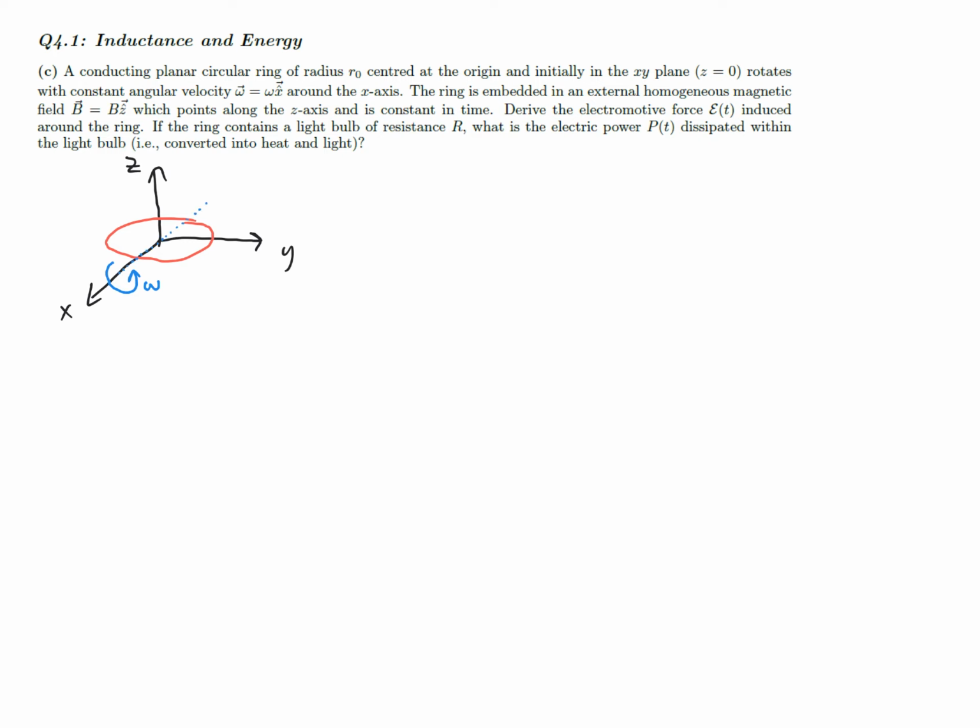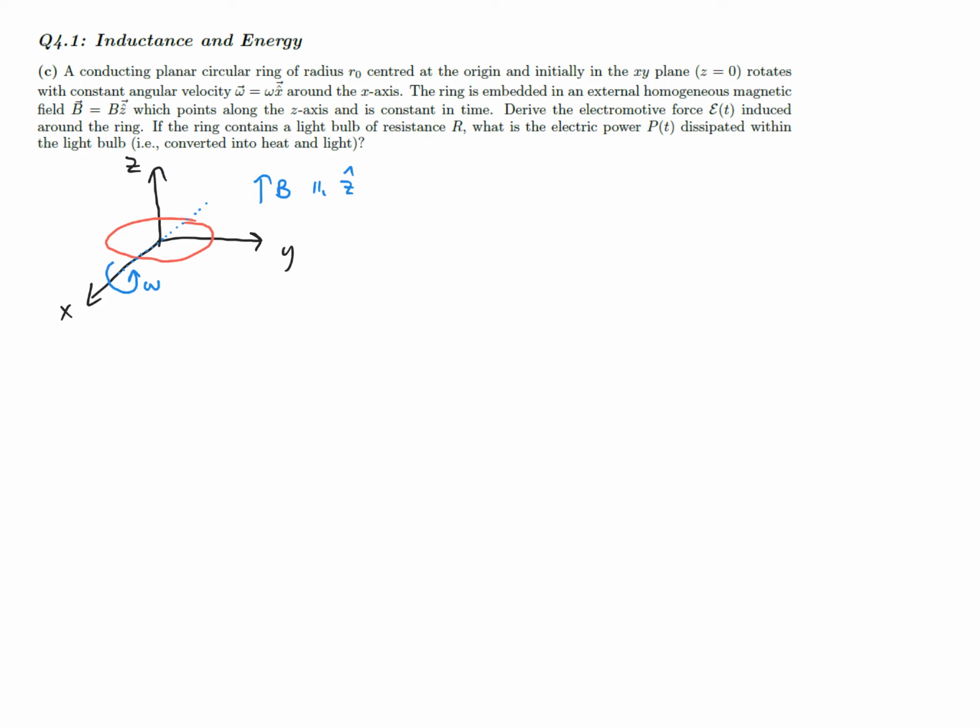It says that the ring is embedded in an external homogeneous magnetic field, and that is pointing in the z direction. So I'm going to write that B here is parallel to the z-hat direction, as you can see from the diagram. And it's constant in time, a constant magnetic field, and it's homogeneous, which means it's uniform in space. Derive the electromotive force, epsilon of t, so something that's time-dependent, induced around the ring.